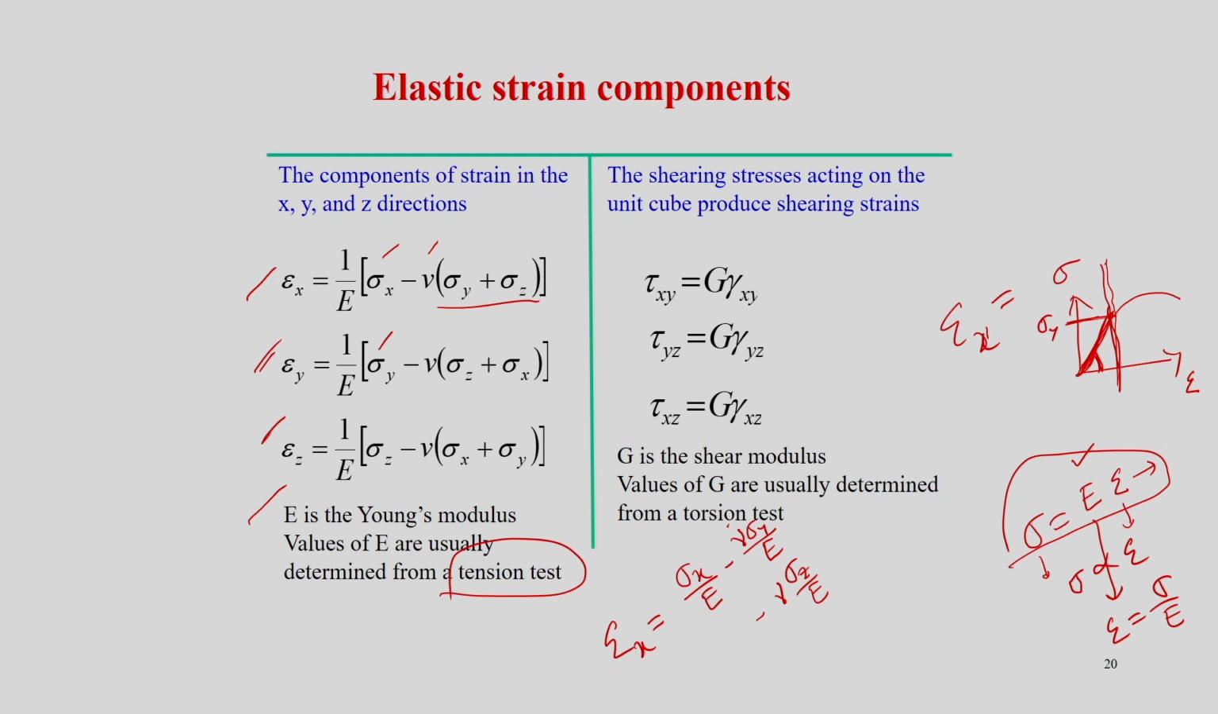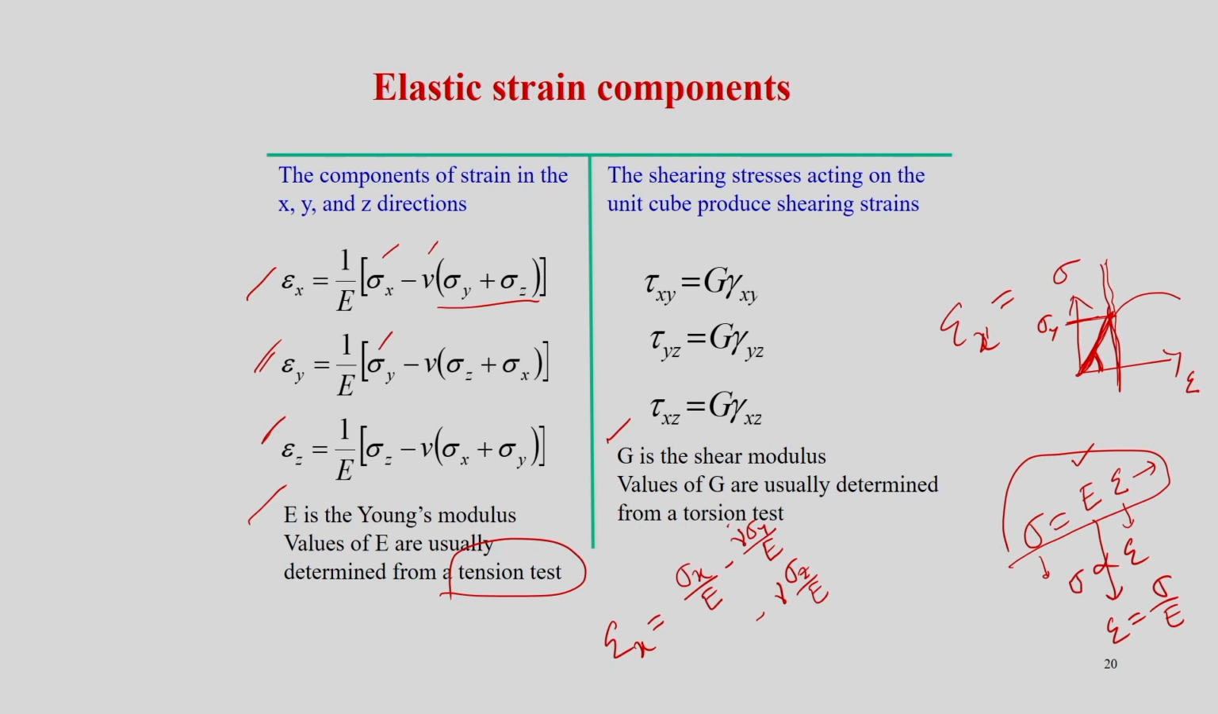Now, apart from the normal strain components, there are also shear strain components. The shear strain component is directly related to the shear stress through the shear modulus. G is the shear modulus, and its value is usually determined from a torsion test. From a pure torsion test, looking at shear stress versus shear strain, or the applied torque T versus theta, we can estimate the value of the shear modulus.